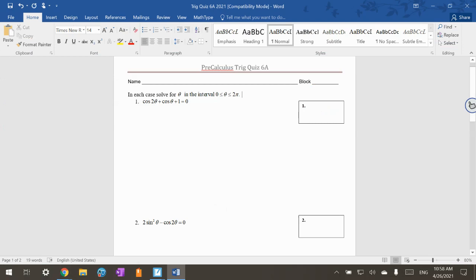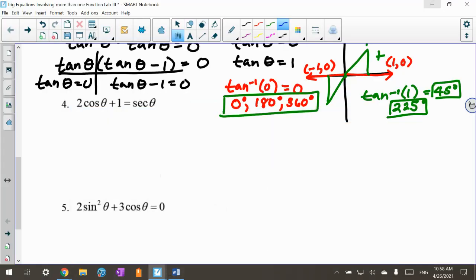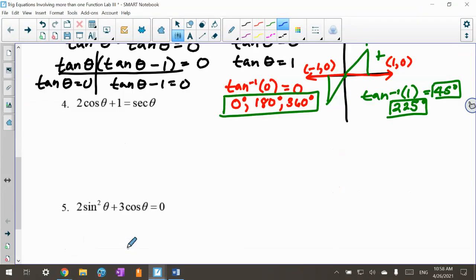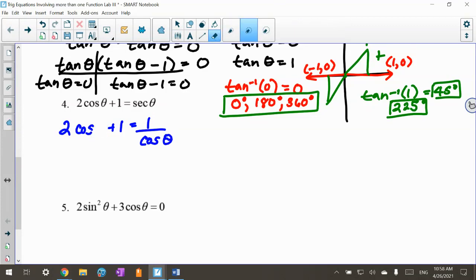So let's look at our identity sheet. So I'm like, okay, I know secant is 1 over cosine. So let's come back. So I have 2 cosine theta plus 1 equals 1 over cosine theta. I'm excited that it's all in cosine, but now I've got to say, what do I do next?